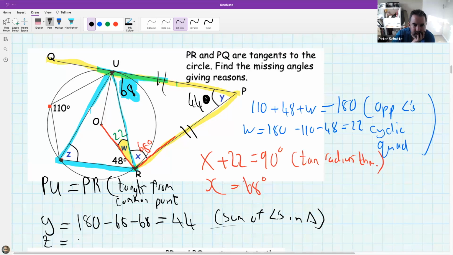So Z is just going to be 68 degrees, and that is going to be the tan chord theorem. That's it.